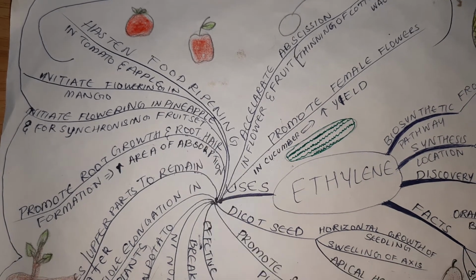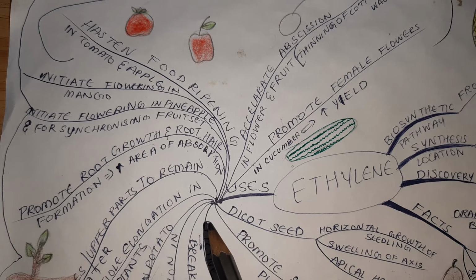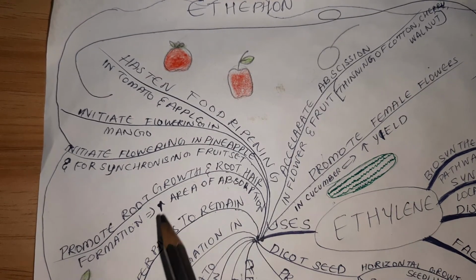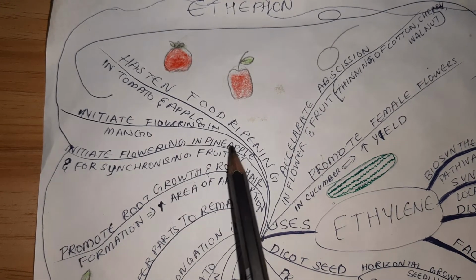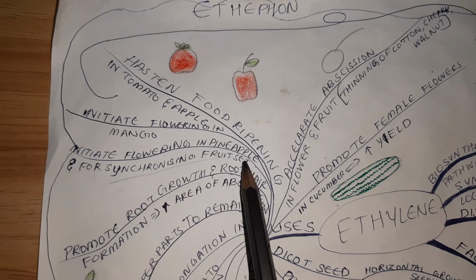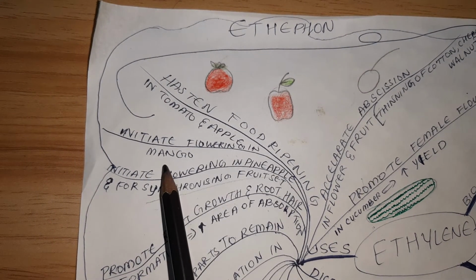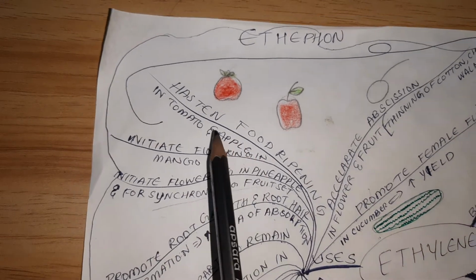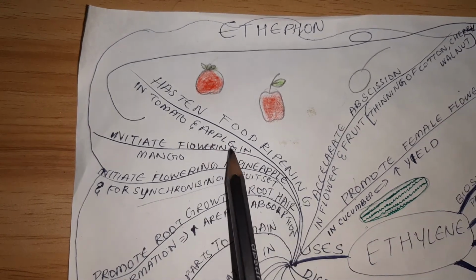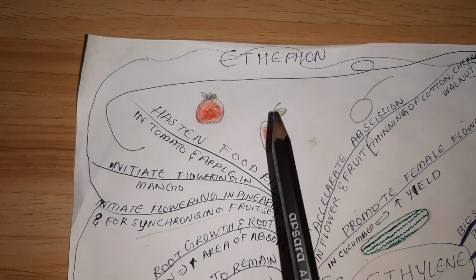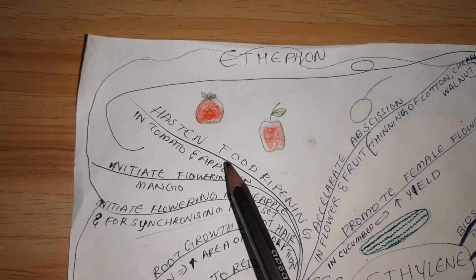Now, it initiates flowering in pineapple and synchronizes fruit set. We have also seen another hormone which initiates flowering in pineapple. If you know the answer, comment down below. I will check your comments. Ethylene is also one of the hormones which induces flowering in pineapple, and it also synchronizes the fruit set in pineapples. It also initiates flowering in mango, and it hastens fruit ripening in tomato and apple. Tomato and apple also get ripened fast due to this ethylene.